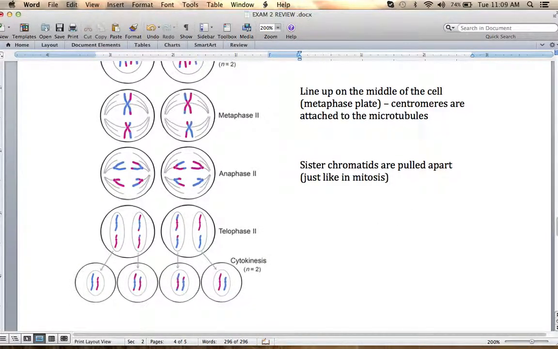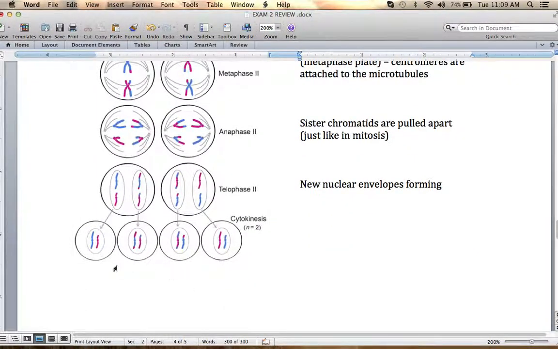And so when we get down to telophase 2, we have new nuclear envelopes forming around each of these daughter cells. And then after cytokinesis, you end up with a total of 4 daughter cells. And each of these daughter cells has 2 chromosomes. And the chromosomes they have are all different. So each of the daughter cells is different from each other and from the parent cell.